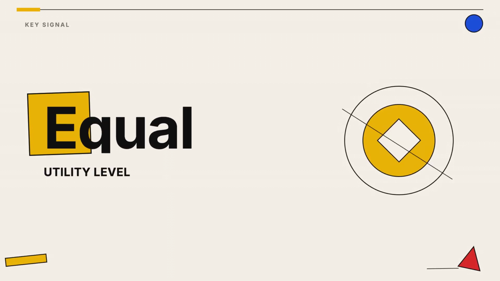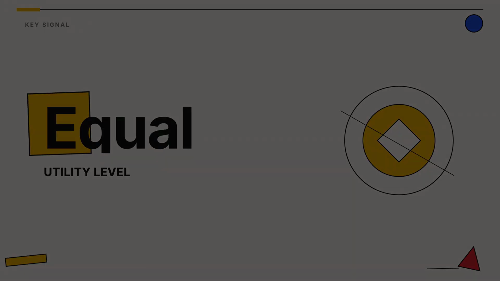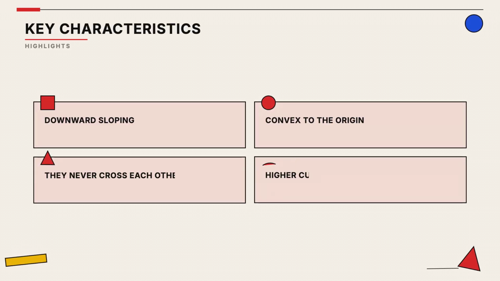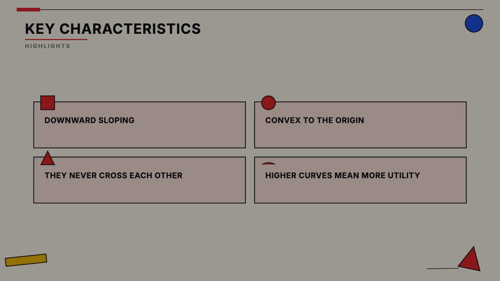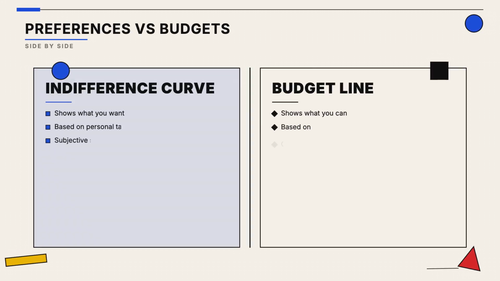An indifference curve shows all the combinations of two goods that give a person the exact same level of satisfaction. These curves follow specific rules that help economists understand how trade-offs work when a consumer's budget is limited. While the curve maps your desires, the budget line defines your reality.